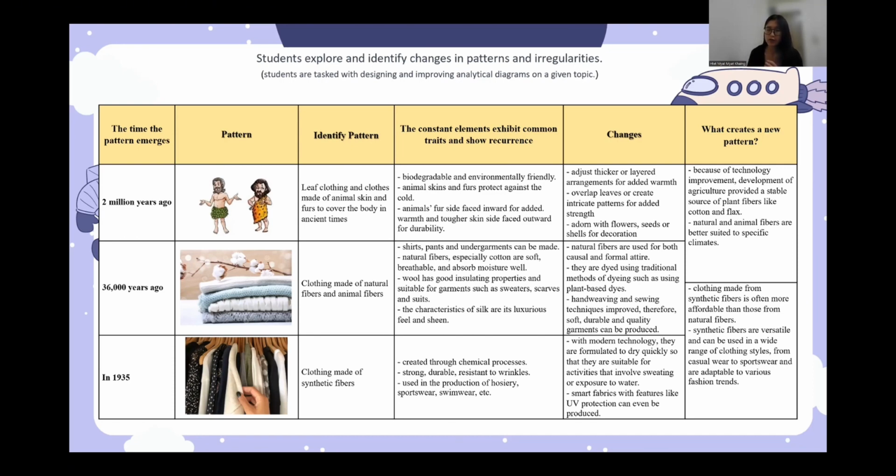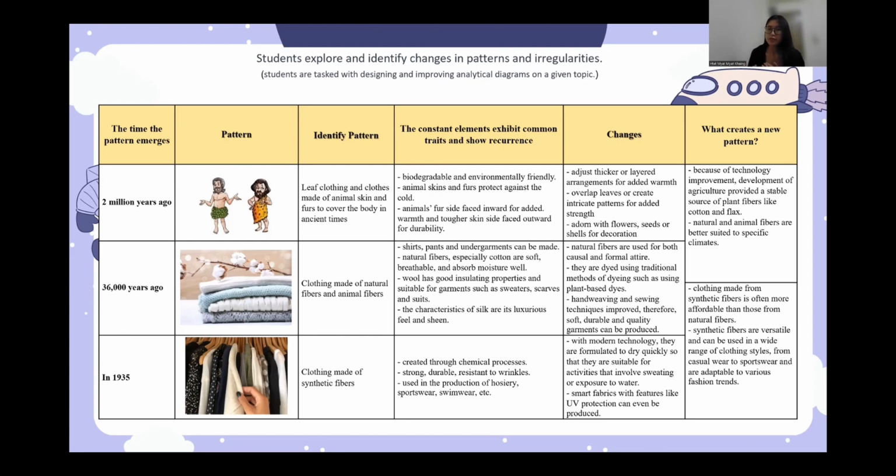And each natural fiber has its own unique characteristics. For example, cotton is soft, breathable, and can absorb moisture very well. Wool has good insulating properties, so it is suitable for sweaters, scarves, and suits. And silk is known for its luxurious feel and sheen.